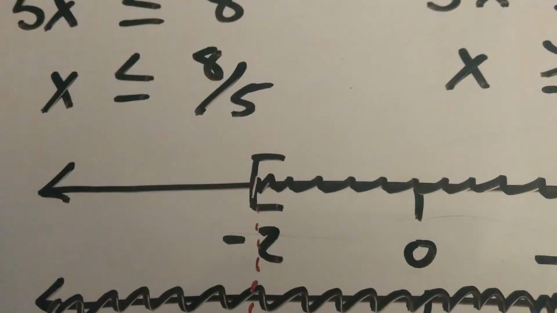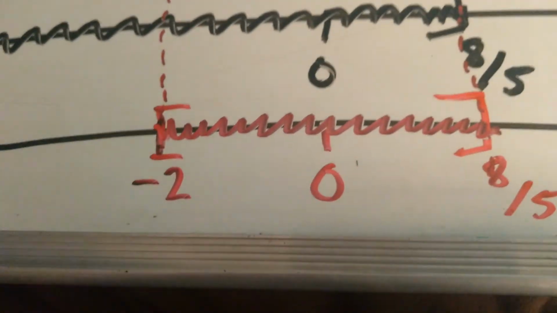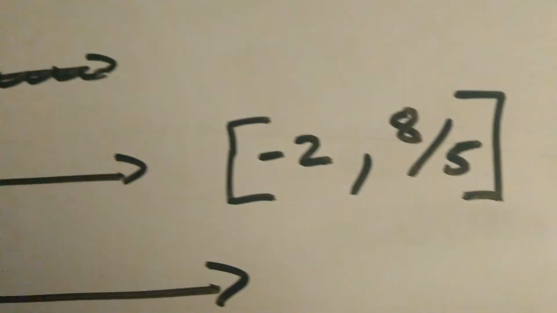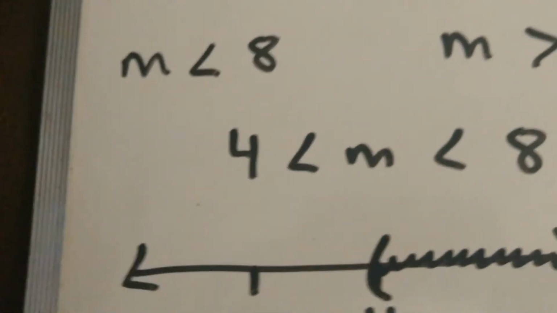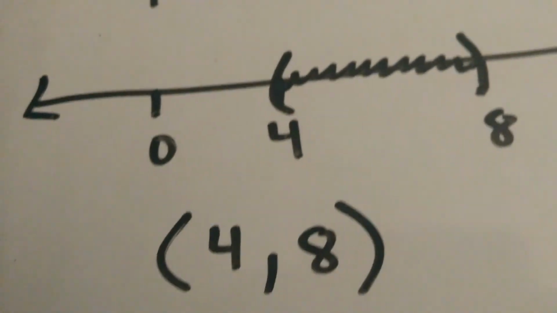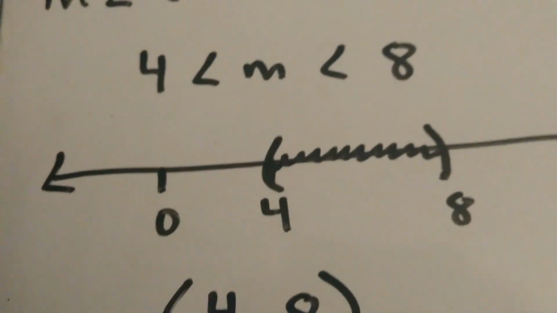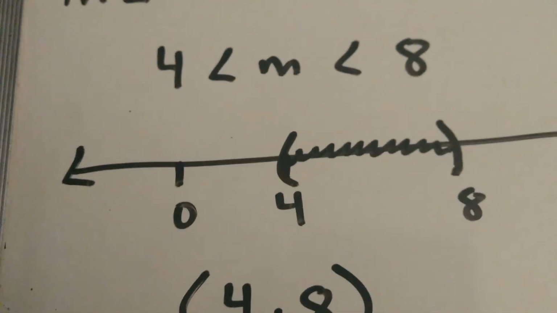So here I have my algebraic notation. Here I have my graphical notation. Here I have my interval notation. Same thing with the first problem we did. Here's the algebraic notation, graphical notation, interval notation. Remember, when you solve these problems, you must have all 3 as answers for me.